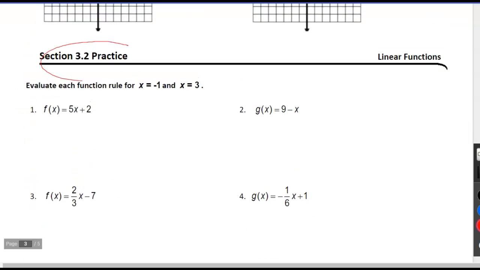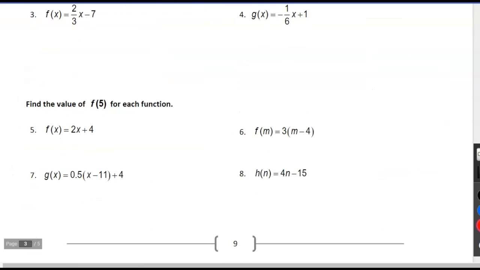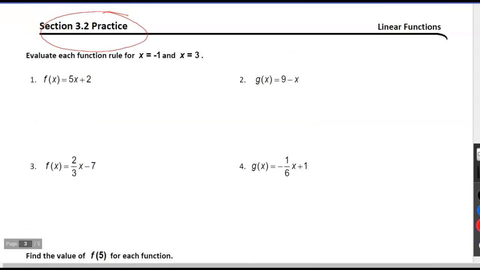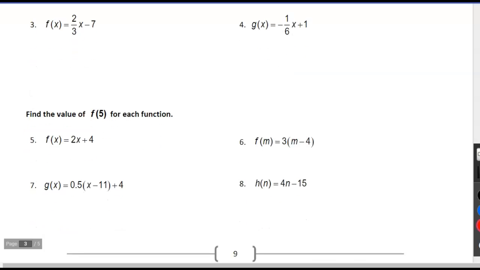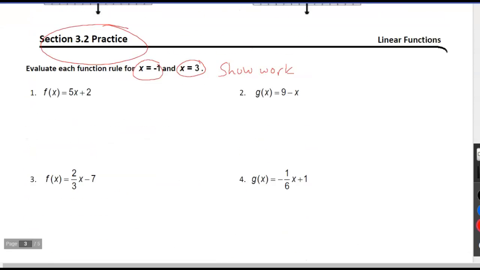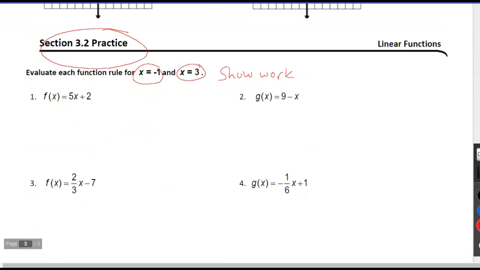So now you're jumping to 3.2 practice. Eventually we're going to do all this, but hold off on doing the next pages because I want you to make sure that you're following my directions. Notice there's 2 of these that you have to do, and you have to show work, evaluate for x equals -1 and x equals 3. We're in the practice section, and we're going to do 1 through 12.